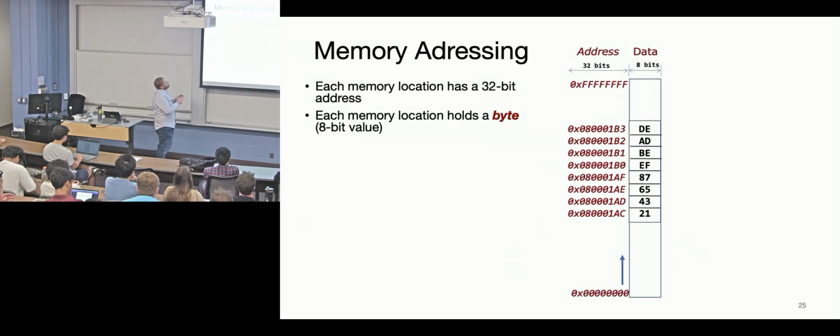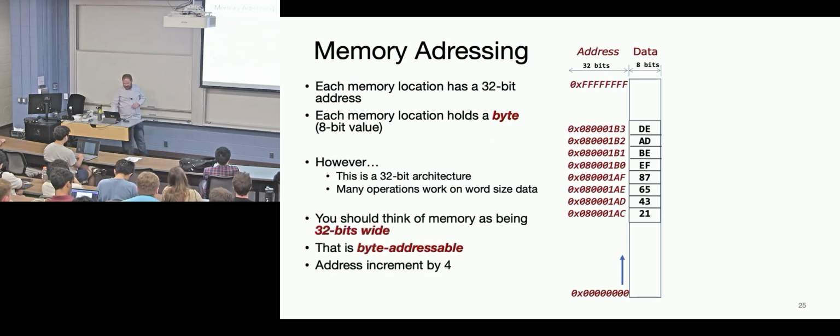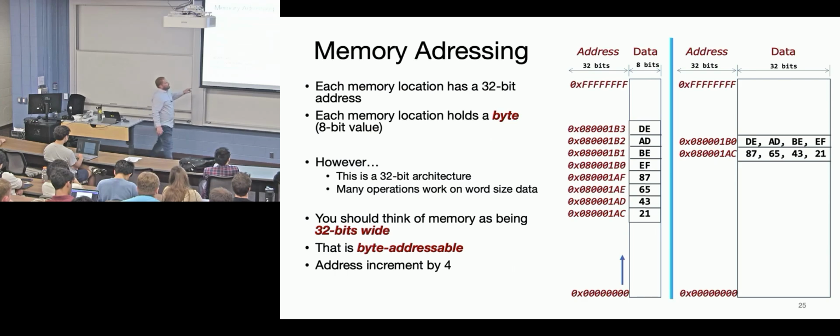Each memory location has a 32-bit address. So here we have addresses, and here's your data that's stored in there. Each memory location holds 8 bits, but that's kind of a weird way to think about it once you understand the architecture. Technically that's true. However, this is really a 32-bit architecture, and we do all our operations on word sizes, not byte sizes.